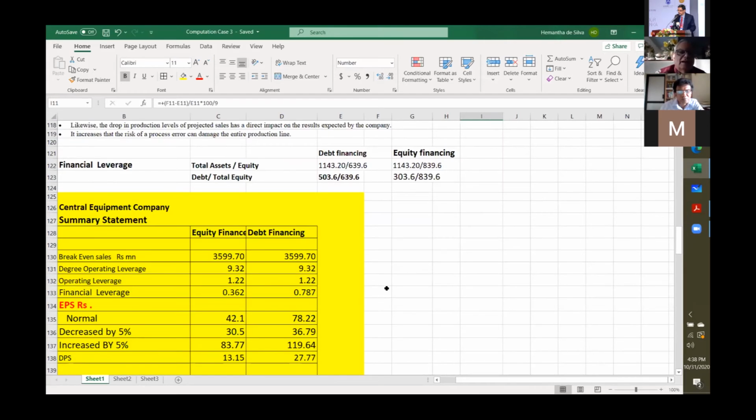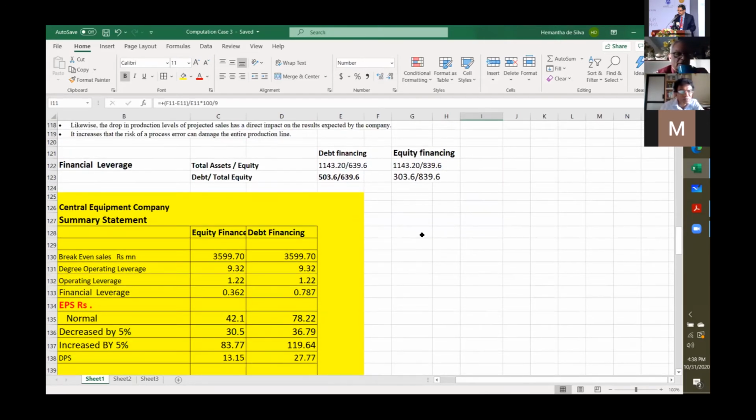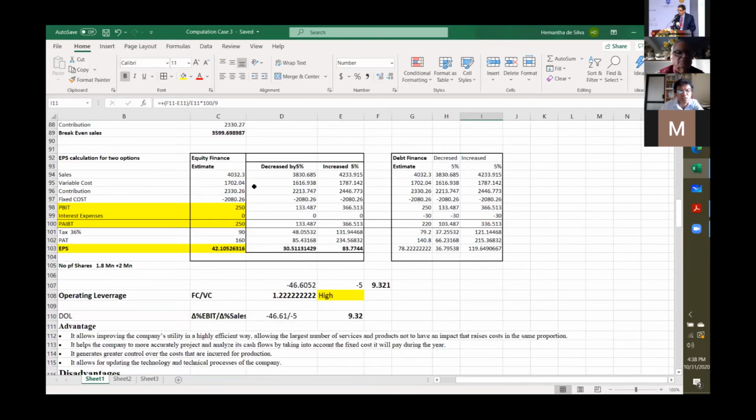And then how much is the operating leverage? Operating leverage is 1.22, or degree of operating leverage 9.32. Well, I have taken the operating leverage as 1.22. I just took a 5% change in sales and considered that the degree of operating leverage.